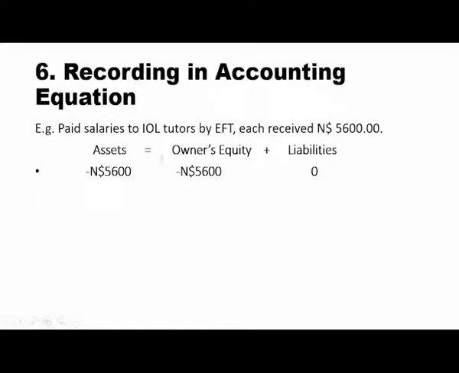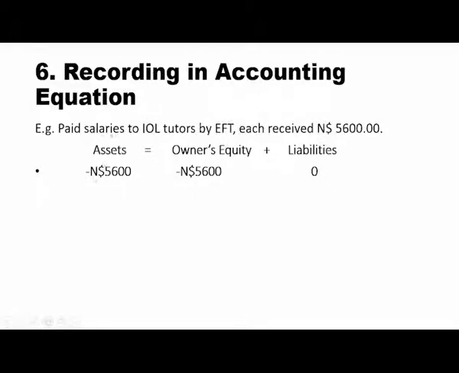So we're going to say assets here because you are paying. The bank is paying the tutors for IOL. So you're saying assets will decrease by 5,600 because you are paying. The bank is losing money. The salaries affect owner's equity because it's an expense. So therefore, salaries decrease our owner's equity. Both accounts are decreasing.